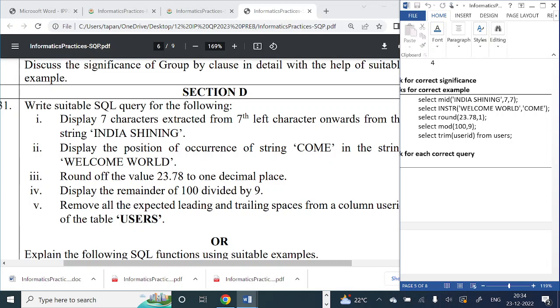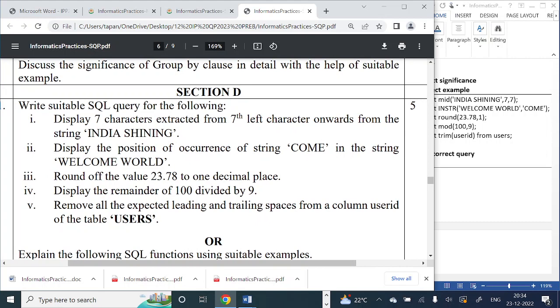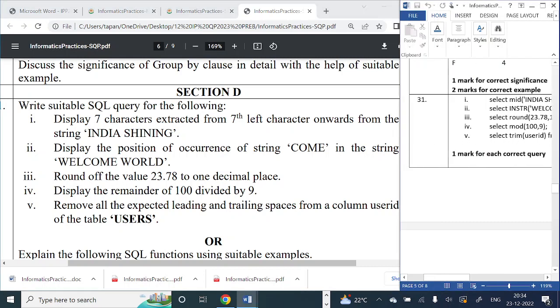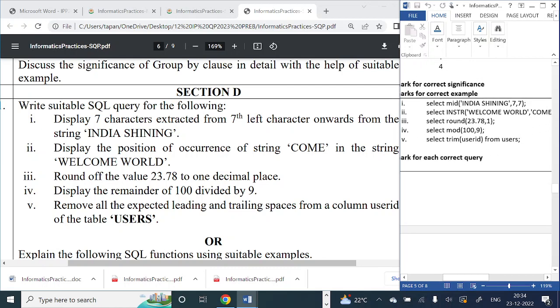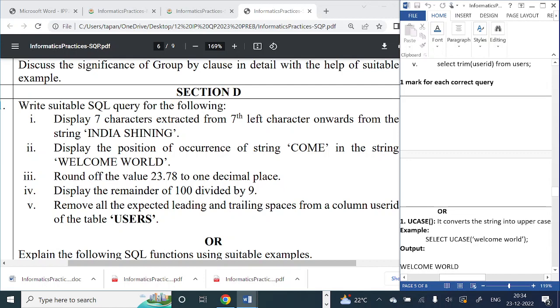Fifth one will be remove all the expected leading and trailing spaces from a column user ID of the table users. So you have to remove all the spaces. So we will write select trim in bracket user ID from users. So we can use the table name also if required, and if it is just a function given, then without table name also we can write. You can see here first 4 were without any table name, last one was of a table, that's why they have given from table name.